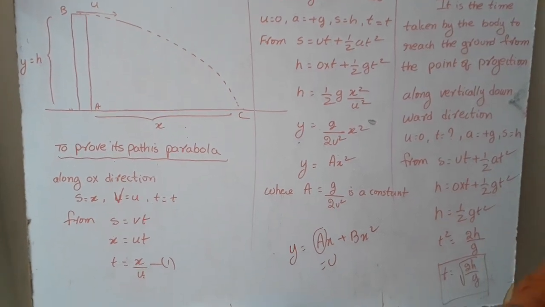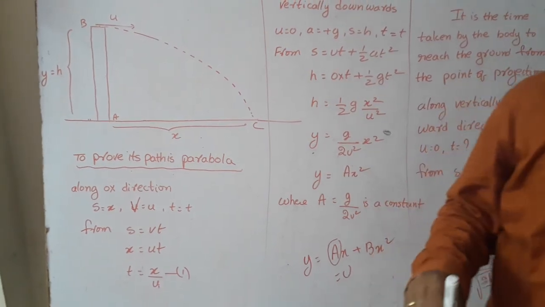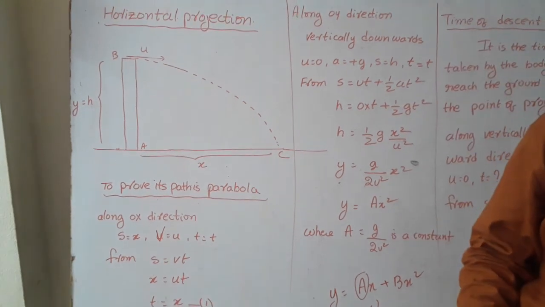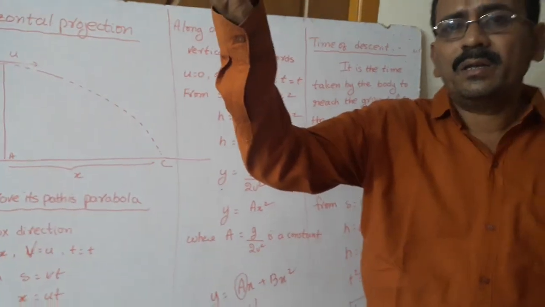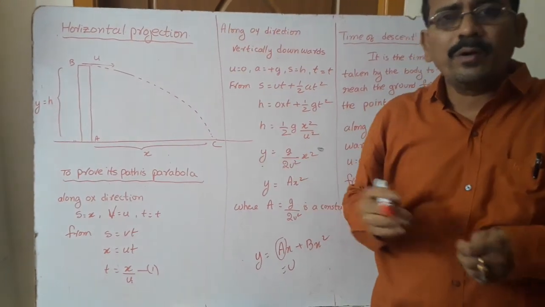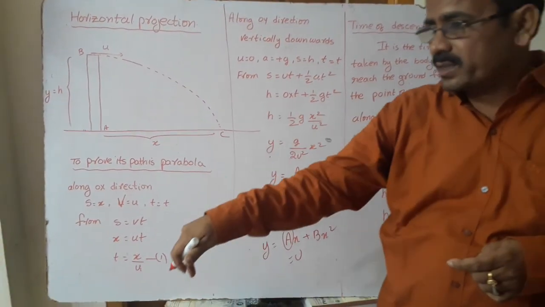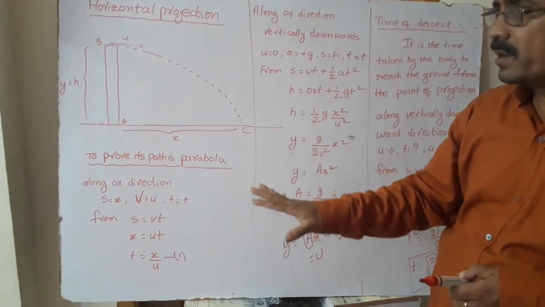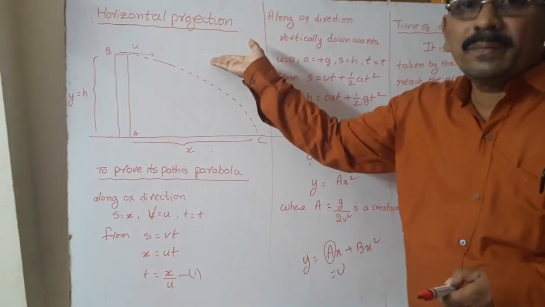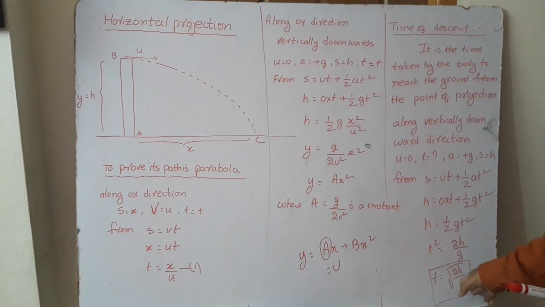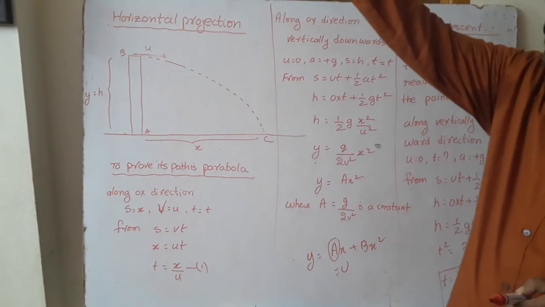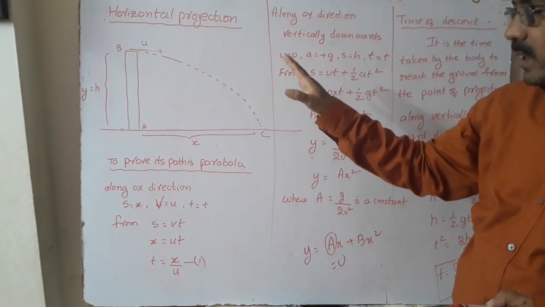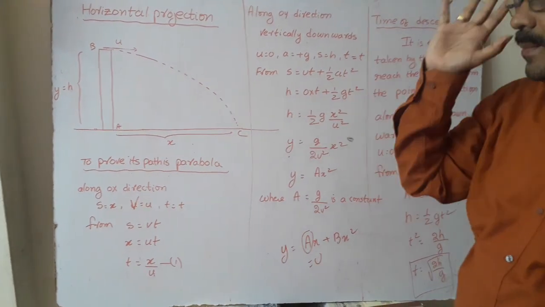One important thing you must notice: there are two bodies, both projected from the same height, but one is projected horizontally and another is a freely falling body. Which body will reach the ground first? The answer is both bodies will reach the ground at the same time, because for the horizontally projected body, the time of descent is t is equal to root of 2h by g. For a freely falling body, the time of descent is the same. So both bodies will reach the ground at the same time.